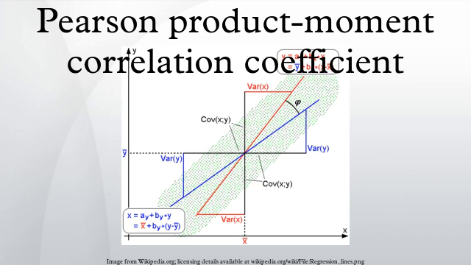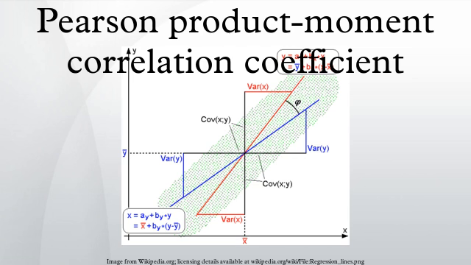Definition: Pearson's correlation coefficient between two variables is defined as the covariance of the two variables divided by the product of their standard deviations. The form of the definition involves a product moment, that is, the mean of the product of the mean-adjusted random variables. Hence the modifier product moment in the name.